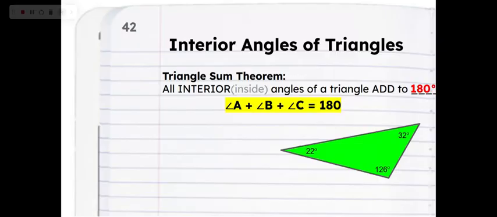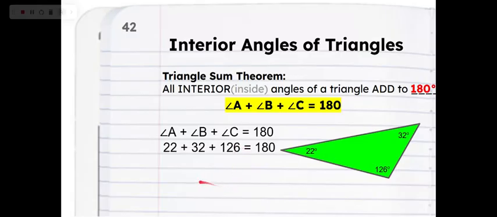So how do you prove it? Again, you're going to write down the formula you're going to use. Then you're going to plug everything in. If I don't have anything labeled, you can plug them in wherever you want. So I decided when I made the slideshow that 22 was angle A, 32 was angle B, and 126 was angle C. Again, I'm not going to draw the degree symbol because sometimes my degrees look like the number 0.